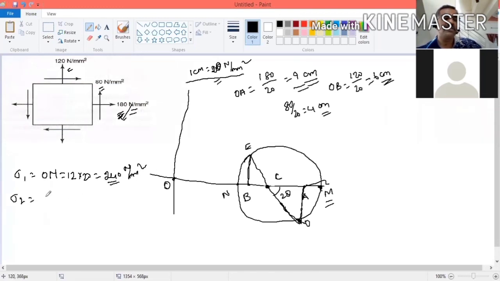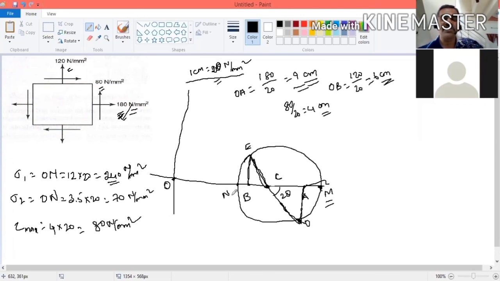Similarly, sigma 2. If you want to find the value of sigma 2, you measure the distance ON. Say this is 3.5 centimeter. Then you multiply with 20, that is approximately 70 Newton per millimeter square. Right? Now tau max. How to find the value of tau max? That is equal to the radius of the circle, the distance C. You measure the distance, say it is 4 centimeter into 20, that is 80 Newton per millimeter square.